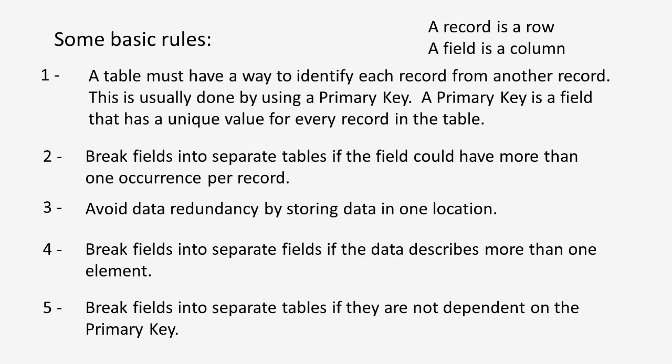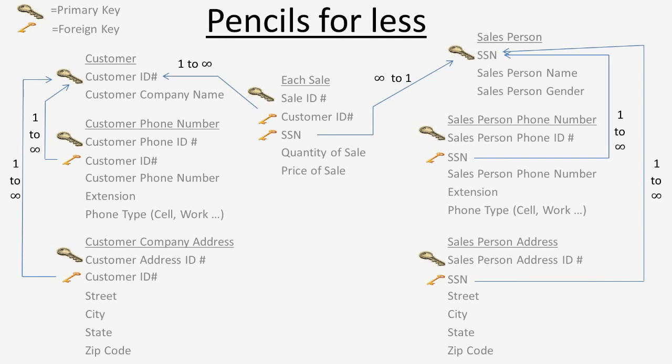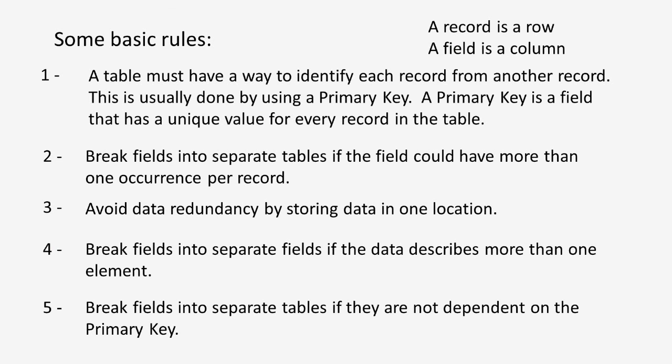Rule number 2, break fields into separate tables if the field could have more than one occurrence per record. We have done this when we realized that our phone number could have multiple phone numbers, a cell, a work, and so forth. And so we broke that into its own table. Rule number 3, avoid data redundancy by storing data in one location. All of our data is stored in one location, so we are fulfilling that rule.